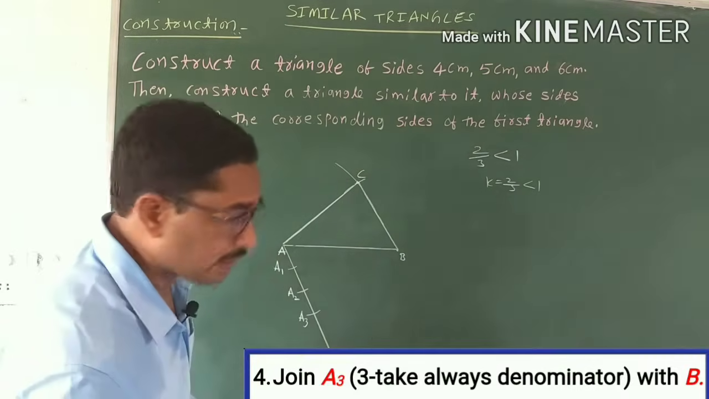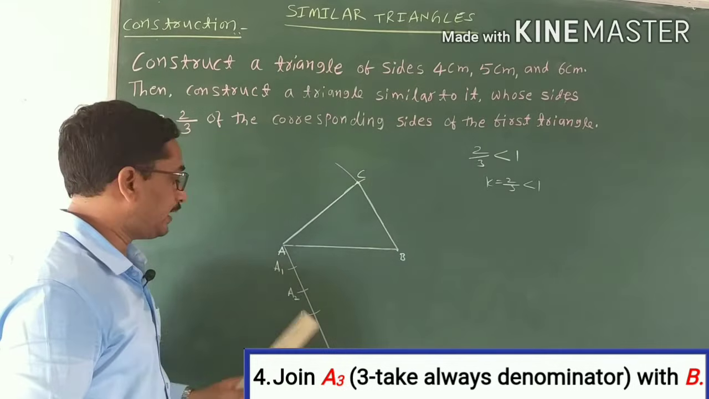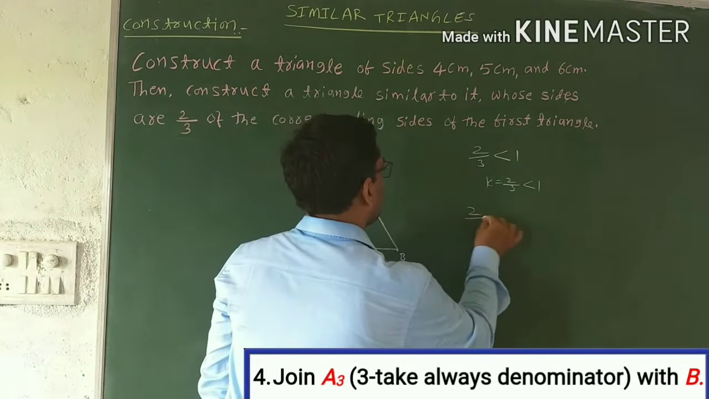Now, next join B with A3. Why am I taking A3? I already explained in the previous video, but here also I am explaining.